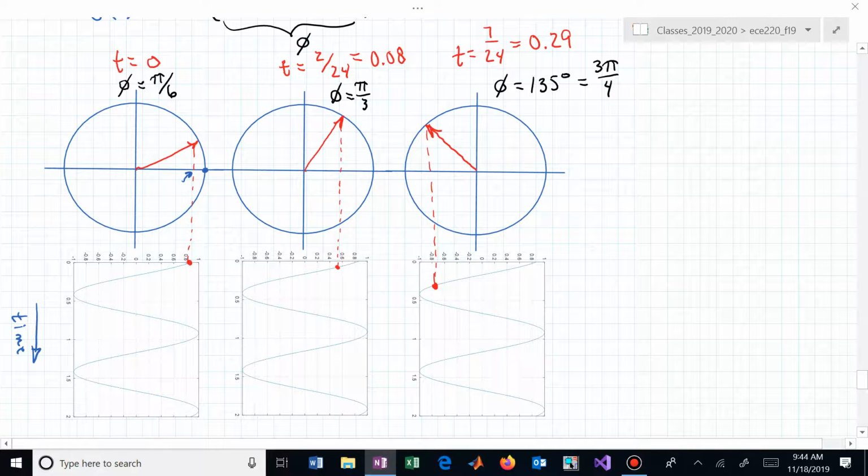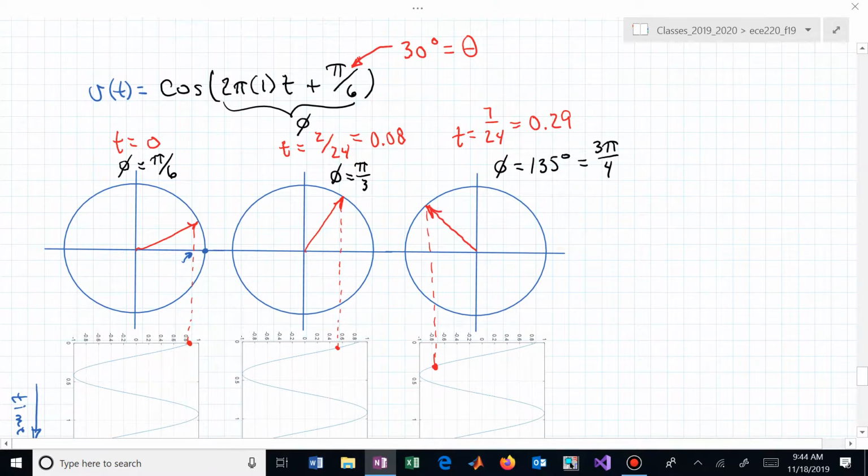On the waveform, we increase it a little bit to 0.08 seconds. And our phasor now has rotated. We project that tip of the phasor onto the real axis, and it gives us a value of 0.5. And that's consistent with what this sinusoidal signal is doing. We increase the time a little bit more, and now we're over at 135 degrees for the argument, the total, inside the cosine.